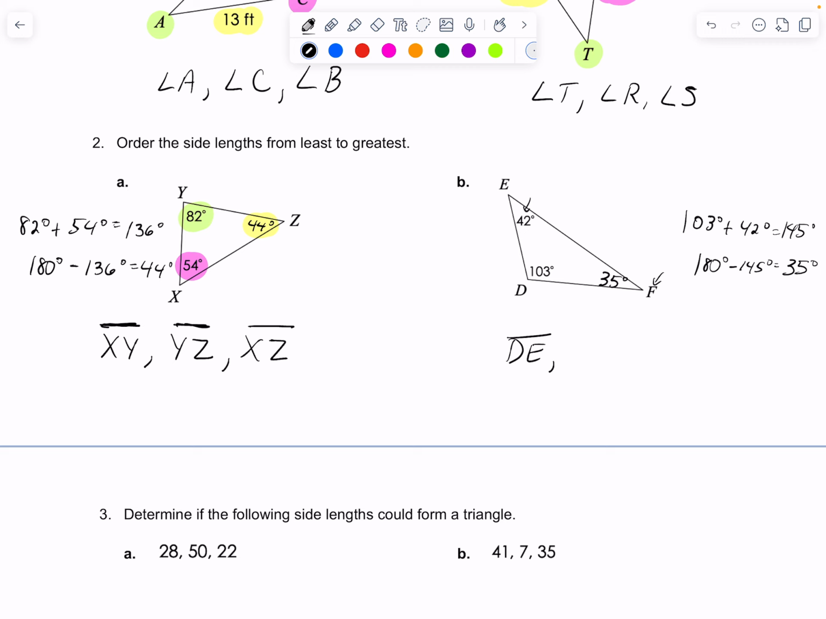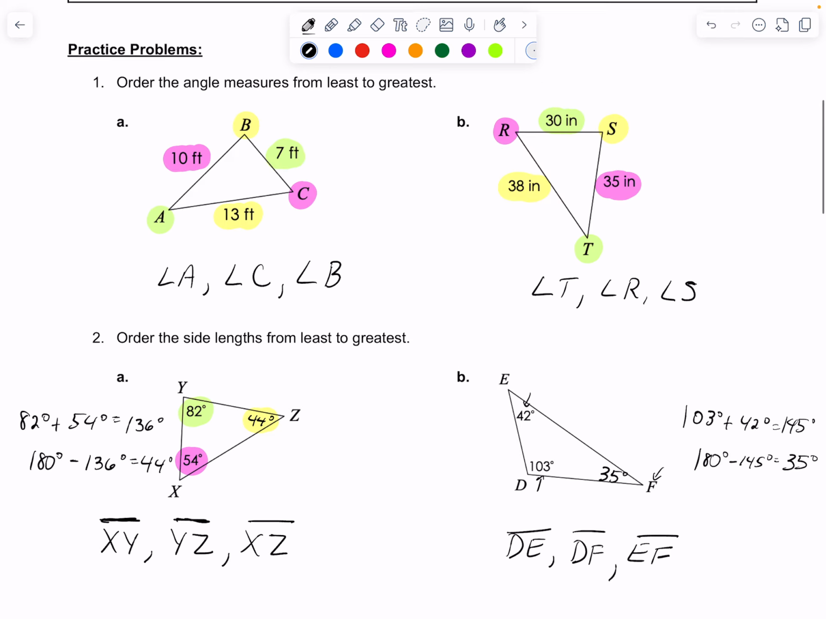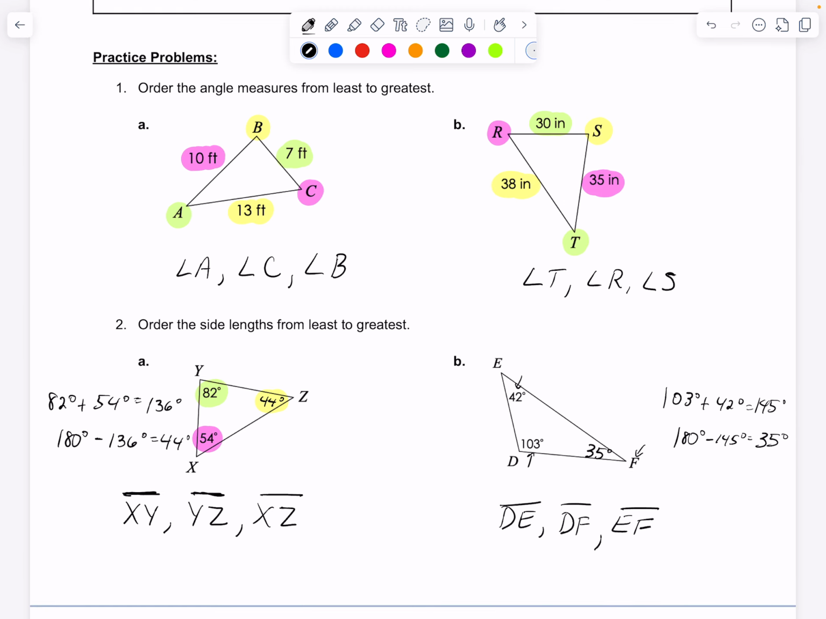Then we have angle 42 degrees. So across from angle E is going to be segment DF. And then finally, the largest angle is our obtuse angle, 103 degrees. So across from that is segment EF, which will be the longest segment. All right, so that's using those first two theorems in action in 1 and 2.